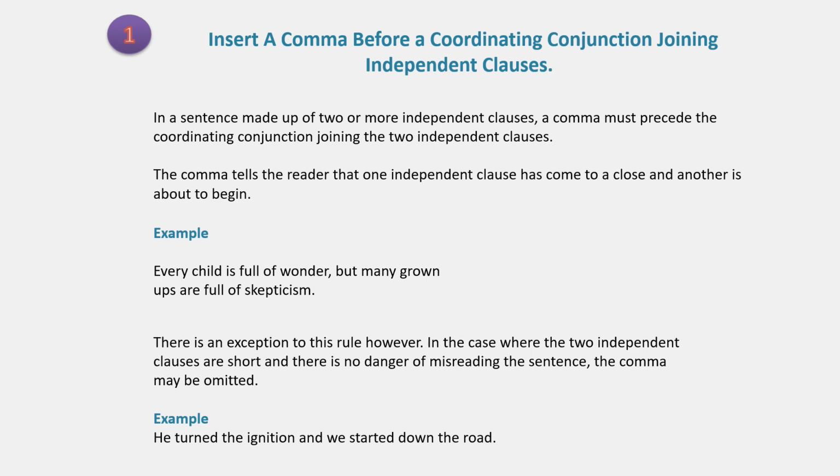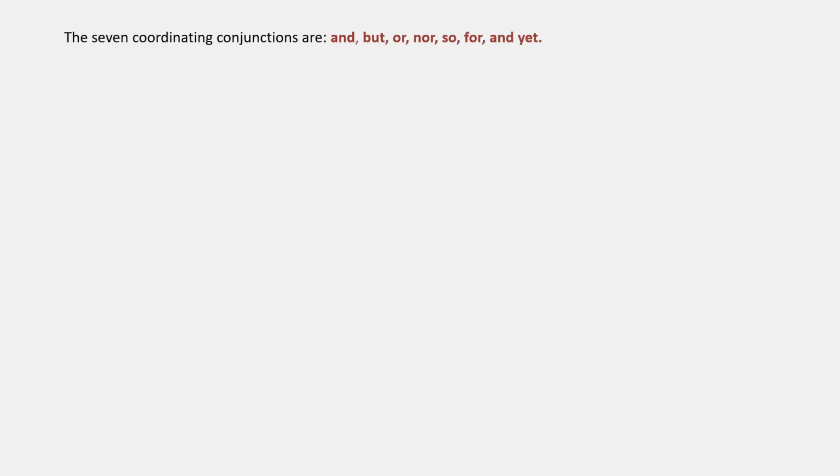Now, there is an exception to this rule, however. In the case where the two independent clauses are short and there is no danger of misreading the sentence, the comma may be omitted. So let's look at an example. He turned the ignition and we started down the road. So let's look at the 7 coordinating conjunctions in the English language. They are and, but, or, nor, so, for, and yet.